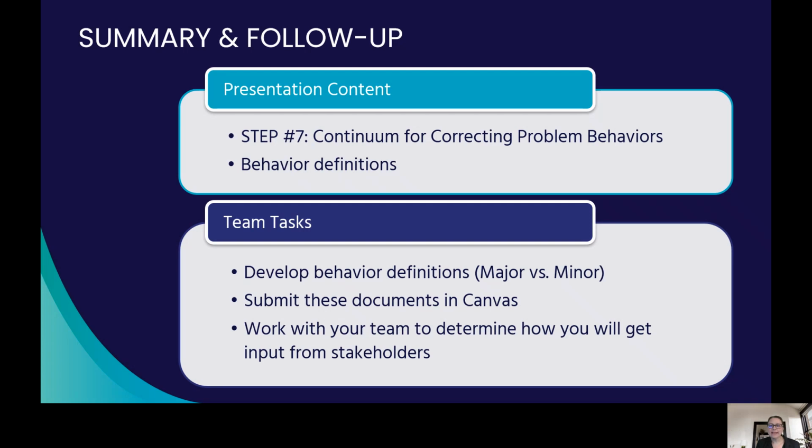Thanks for joining me to explore Getting Started Step Number 7, Part 1 of a series on addressing behavior errors. In Part 1, we explored developing a continuum for correcting behavior errors, teaching situationally appropriate behavior, and coming to consensus on behavior definitions so that we can ensure consistent and equitable approaches are used across our school community. To summarize, your team tasks include developing measurable, objective definitions for problem behavior, differentiating between majors and minors, and working with your team to determine how you'll share this information with staff, students, and caregivers.